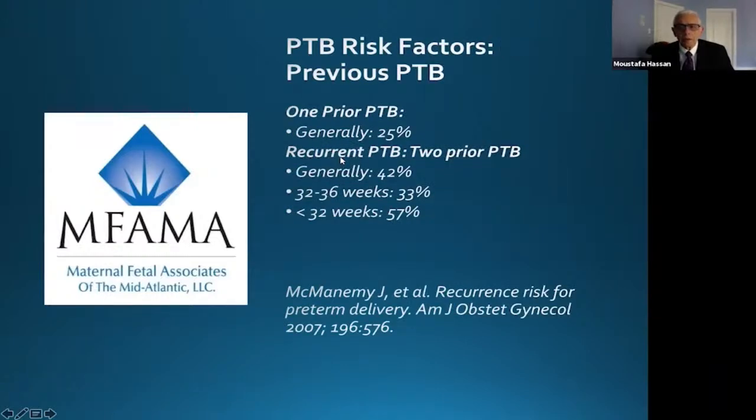Now, prior preterm birth or history of preterm birth. Generally, if you have one prior preterm birth, the risk is 25%. It increases if you have two or more, about 42% and can reach 50% or more. When it happens, if it happens late, the risk is not that high. But if it happened less than 32 weeks, the risk is almost 60%.